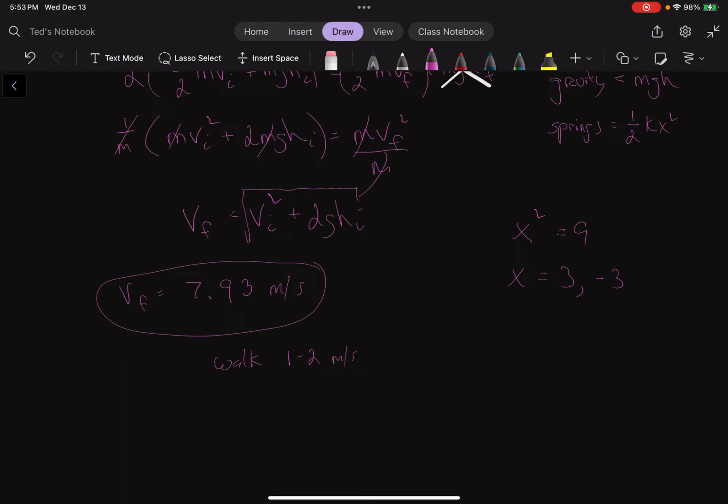And the world record for the fastest human is about 12 meters per second. His name was Usain Bolt. And when he was running the 100-meter dash, he reached a top speed of about 12 meters per second. So this is closer to the world record top speed of a really fast person than it is the walking speed of an average person. He's moving pretty fast by the time he gets to the bottom of the hill.